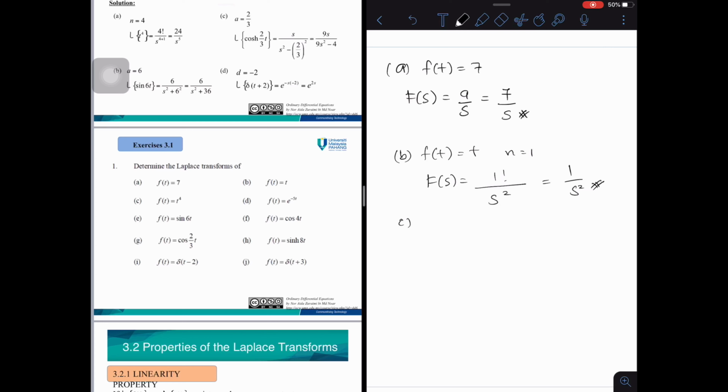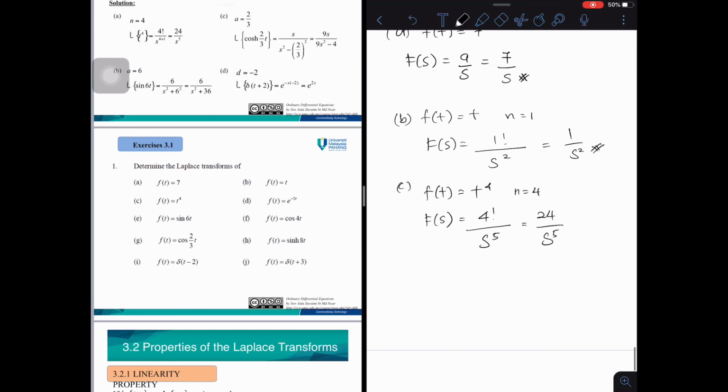So C is the one that we did before, f(t) equal to t to the power of 4. For this case, your n is equal to 4. Therefore, to find the Laplace transformation, we just use the formula 4 factorial over s to the power of 5, equal to 24 over s to the power of 5. Right?